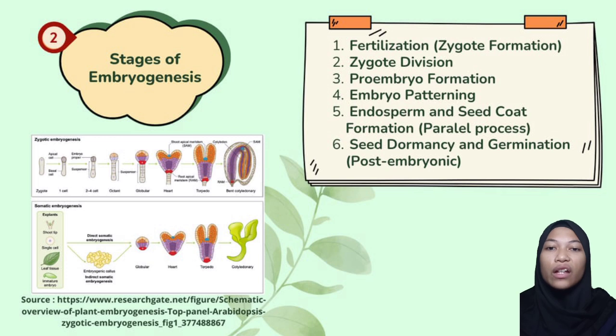Section 2. Stages of embryogenesis. Embryogenesis in plants happens in several important stages. 1. Zygote formation, which is the very beginning. 2. Cell division and differentiation, where the single cell becomes many and starts to specialize. 3. Tissue and organ formation, when root, shoot, and other plant parts begin to shape. And the last, maturation, when the embryo gets ready to become a seed. Each stage is carefully regulated by internal signals and genetic instructions.